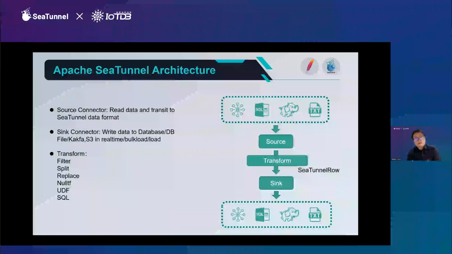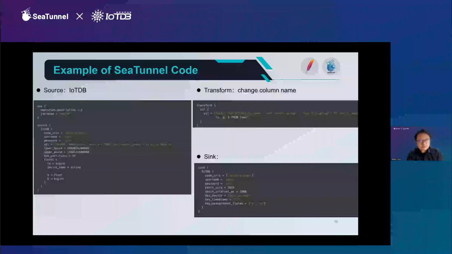And here I'd like to introduce the Apache SeaTunnel architecture. The architecture is very simple. We have a source connector, which means we can read data and translate it to the SeaTunnel data format. And then we have the sink connector, which means we can write data to the database or data file in the data format that they know. And we have some transformers: filter, split, replace, UDF, SQL, something like that. It seems a little complicated. Let me show you a little example.